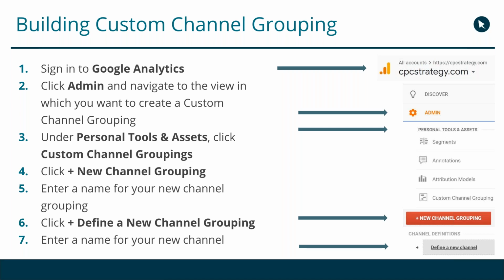First thing, sign into Google Analytics. On the left panel, you want to click on Admin. And once you do that, you'll see a section for personal tools and assets. There you want to go to custom channel groupings and then plus new channel grouping. And then define a new channel. So what you're doing when you're defining a new channel is you're telling Google Analytics what criteria to look at in order to group together these campaigns.